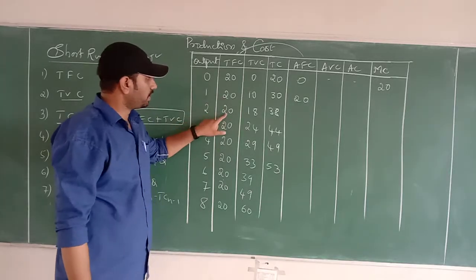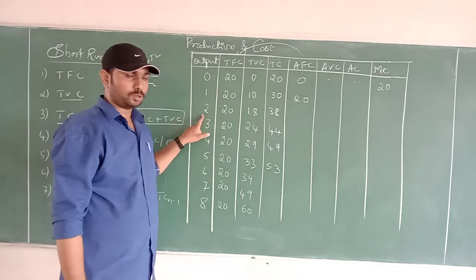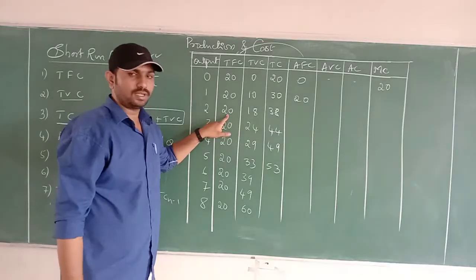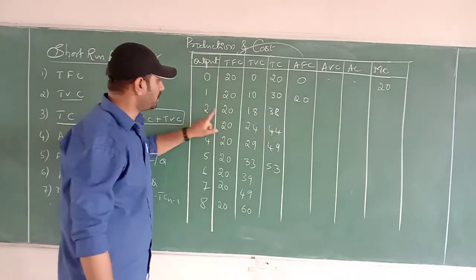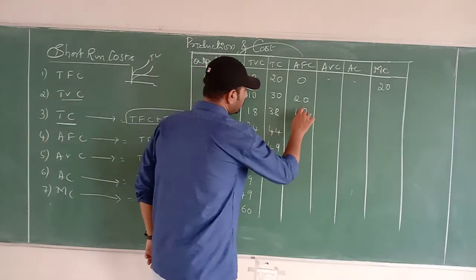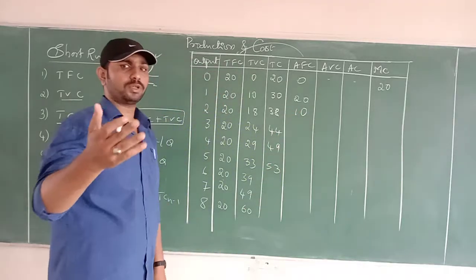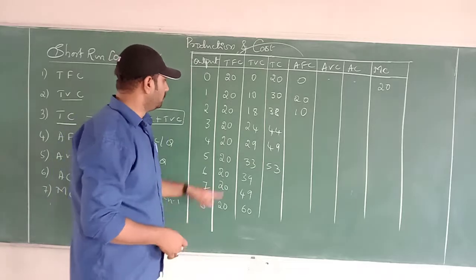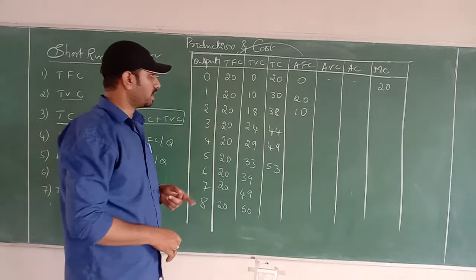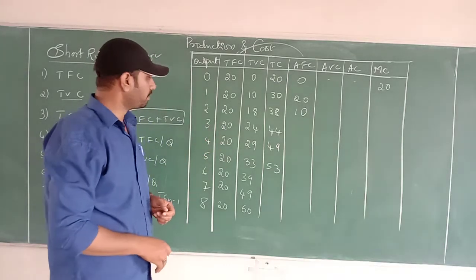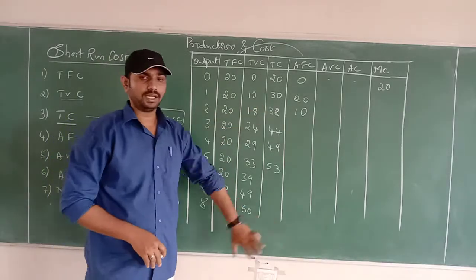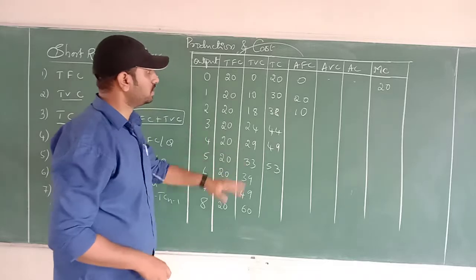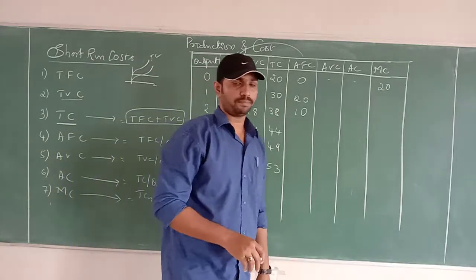Then, as the quantity of output increases to 2, the TFC is the same, but the per unit cost of the fixed factor goes down: 20 divided by 2 gives 10. Now you can go through the rest of the calculations like this: 20 divided by 3, and so on. Likewise, you can do the same for AVC.